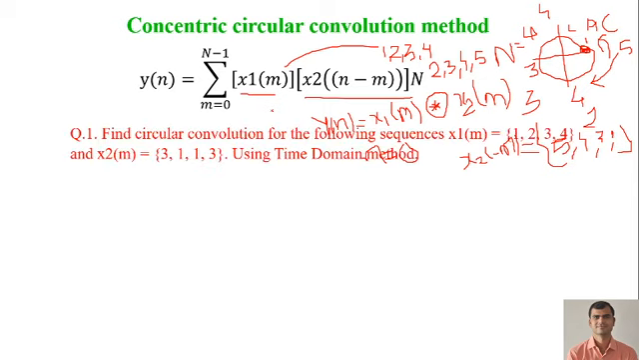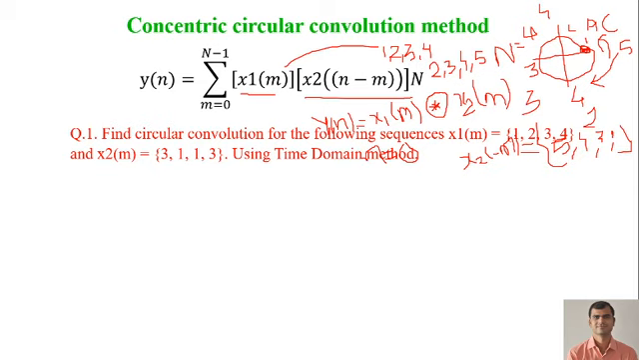The example I have taken is: find the circular convolution of the following sequences. x1 of m is 1 2 3 4, and x2 of m is 3 1 1 3, using the time domain method. The number of convolutions for the following two sequences is equal to the order of the period.